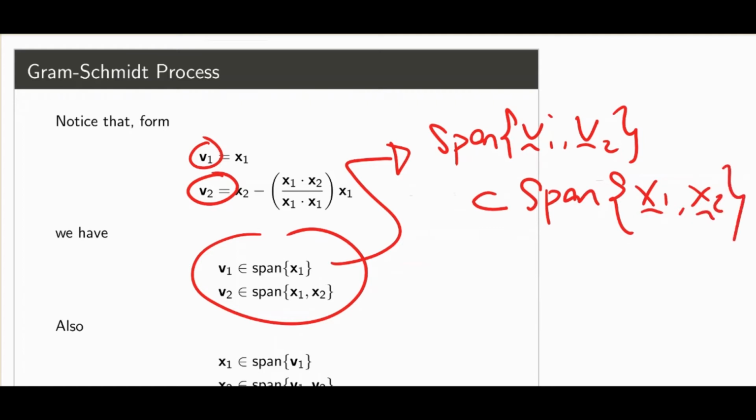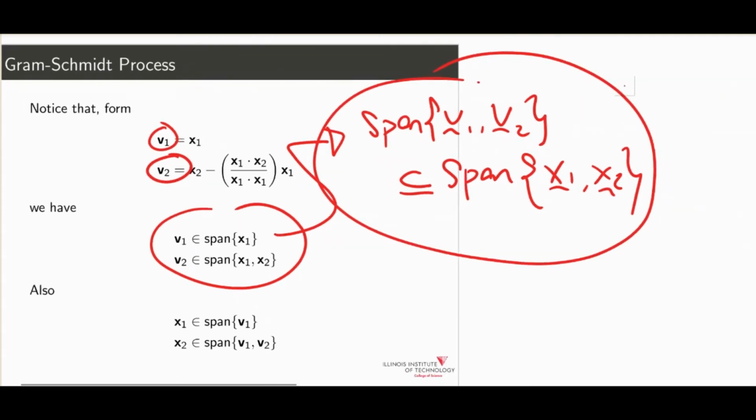It's easy to see because everything in v1 can be written as a linear combination of x1 and x2. Your v2 also can be written as a linear combination of x1 and x2. So all the linear combinations of these will definitely still be written as a linear combination of x1 and x2. So that is clear, right? So we have this part of the inclusions.